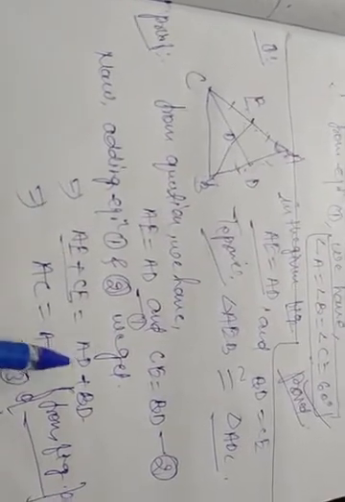Let's see once more. In that diagram, AE is equal to AD and BD is equal to CE, and we have to prove that triangle AEB is congruent to triangle ADC. For that, first of all, given AE is equal to AD and CE is equal to BD, we add equations 1 and 2. We get AE plus EC is equal to AD plus BD. From the figure, AE plus EC is equal to AC, and AD plus BD is equal to AB.